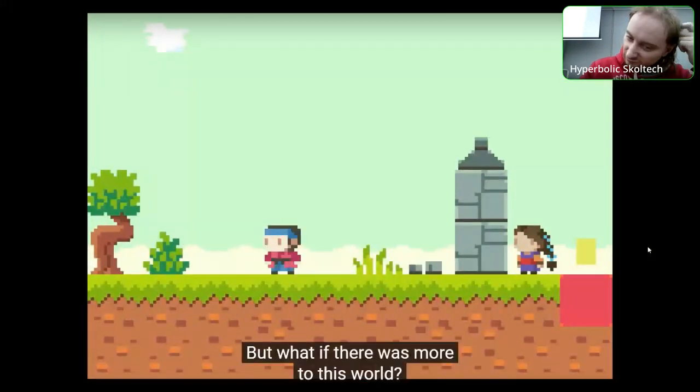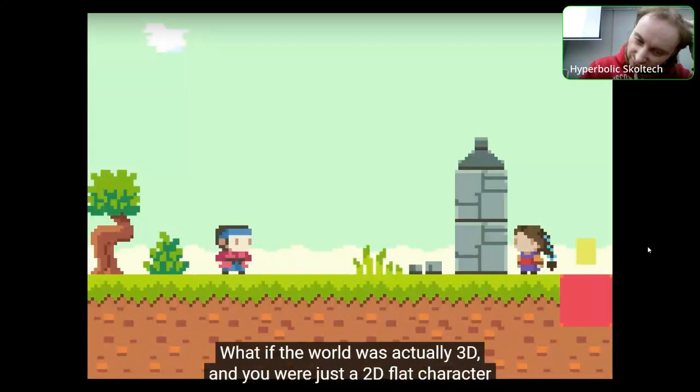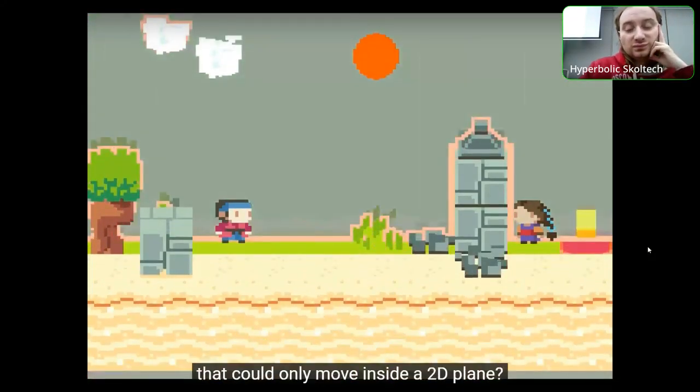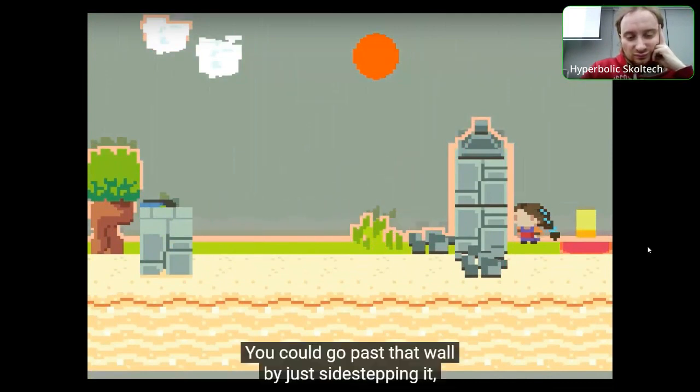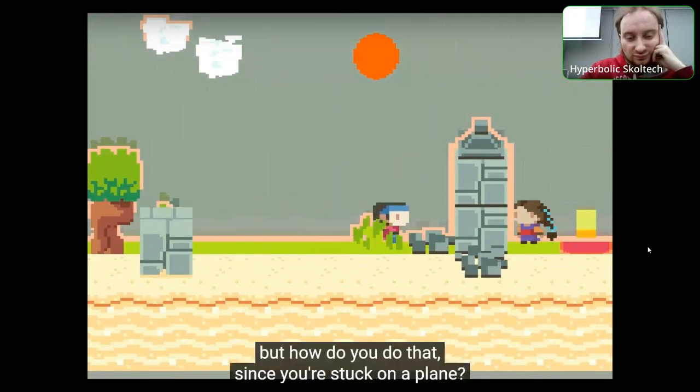But what if there was more to this world? What if the world was actually 3D and you were just a 2D flat character that could only move inside a 2D plane? You could go past that wall by just sidestepping it, but how do you do that since you're stuck on the plane?